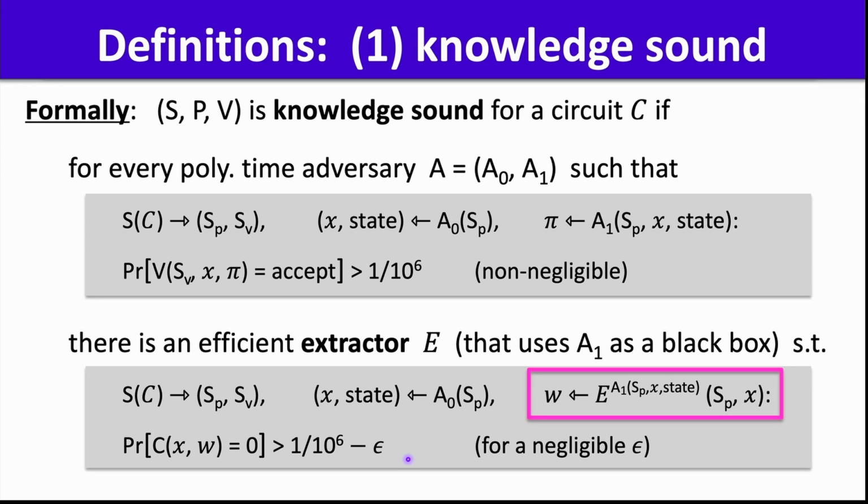So again, what this definition says is if the adversary was able to produce a proof for the statement X, then there's an extractor that interacts with the adversary and is able to extract a valid witness, with the same success probability that the adversary had in fooling the verifier. So this is what it means for a proof system to be knowledge sound. If you can convince the verifier, then we can extract the witness from you with roughly the same probability that you were able to convince the verifier.